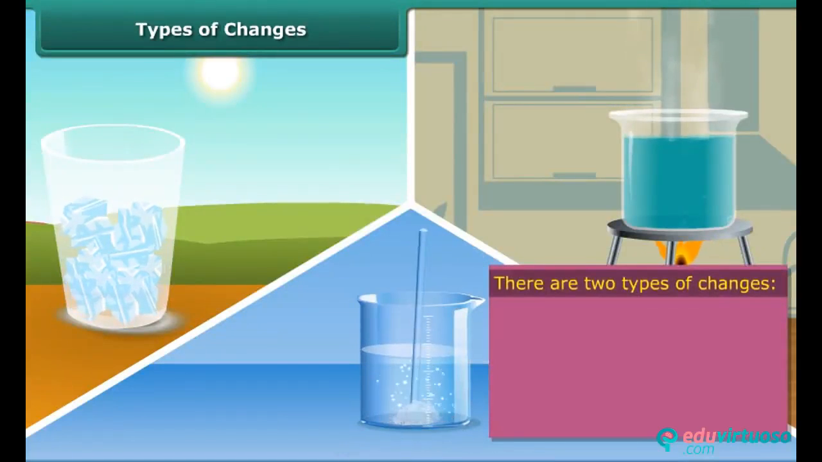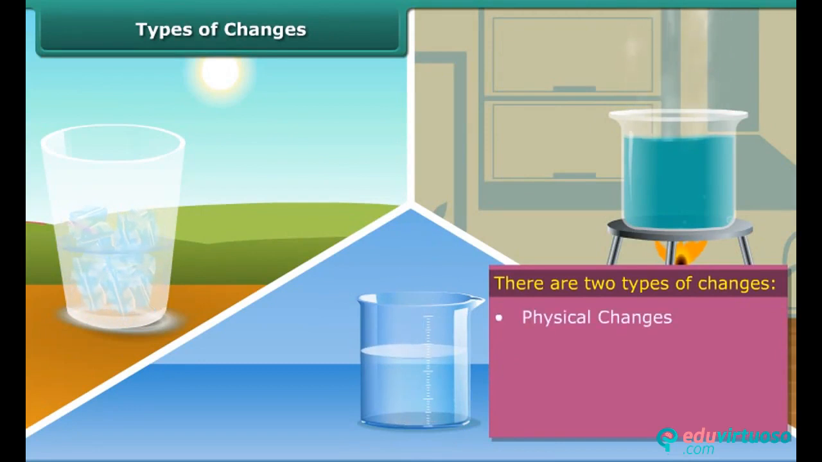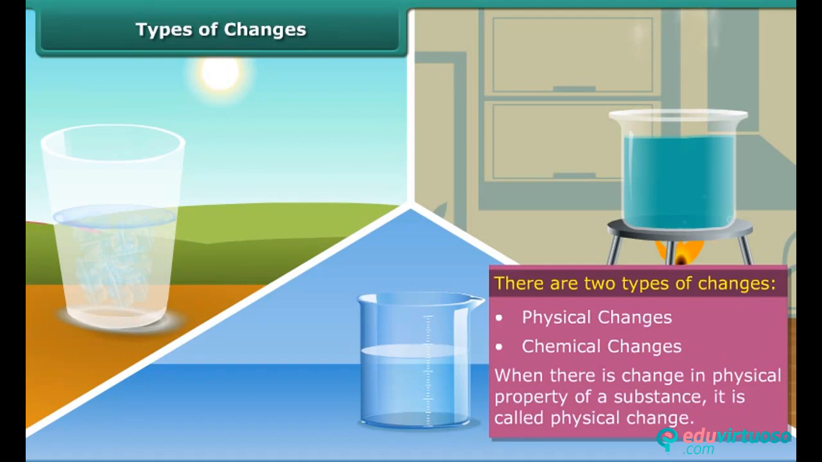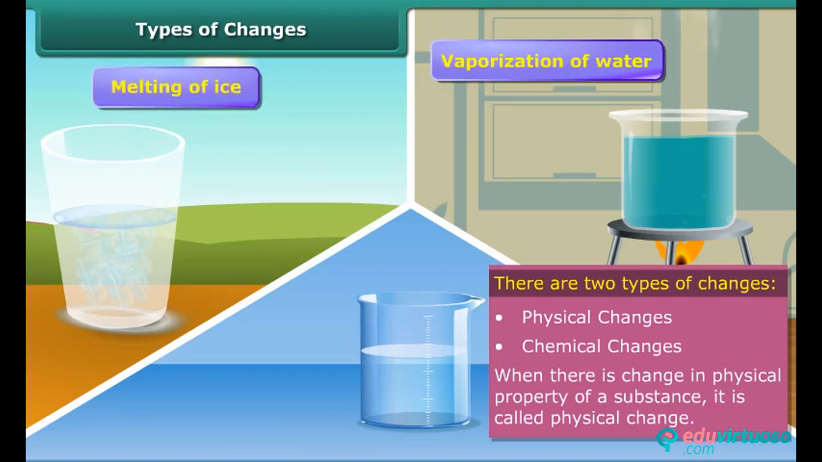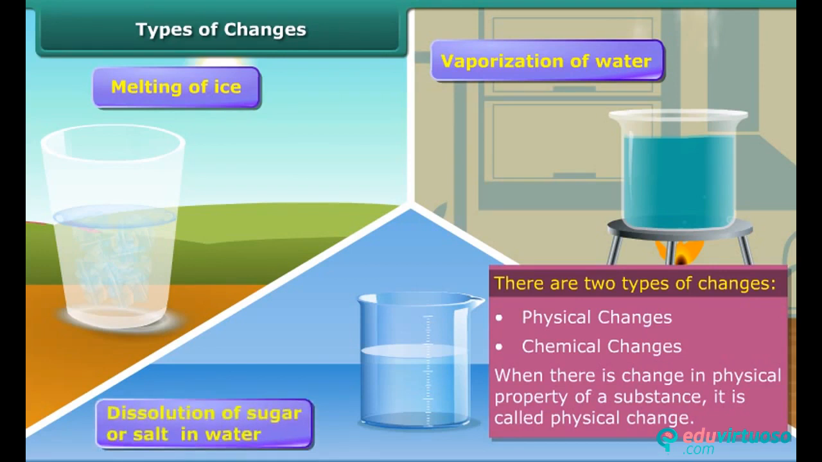Changes are of two types: physical change and chemical change. In this module, you will study the physical changes. When there is a change in properties such as shape, size, color, and state of a substance, it is called physical change. Examples of physical change are melting of ice, vaporization of water, dissolution of sugar or salt in water.